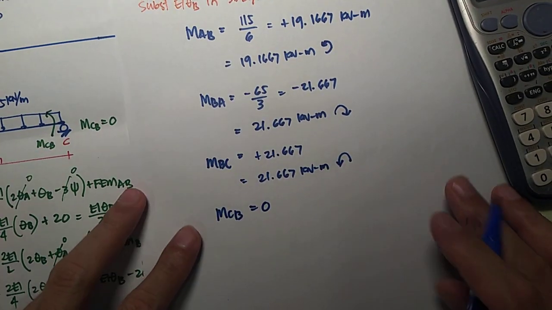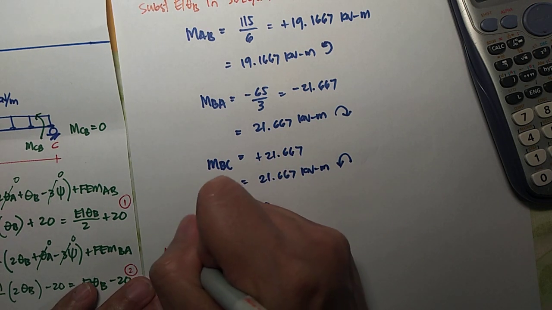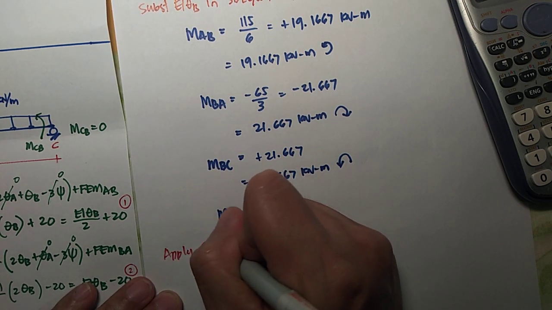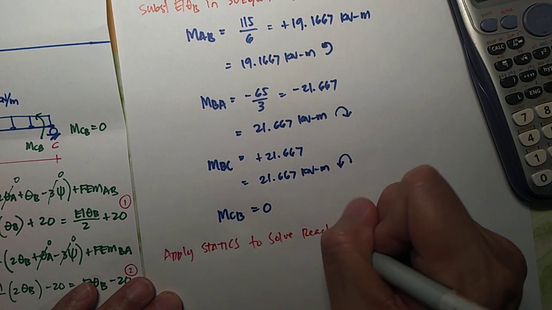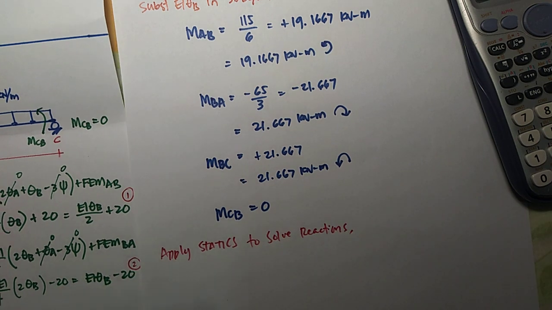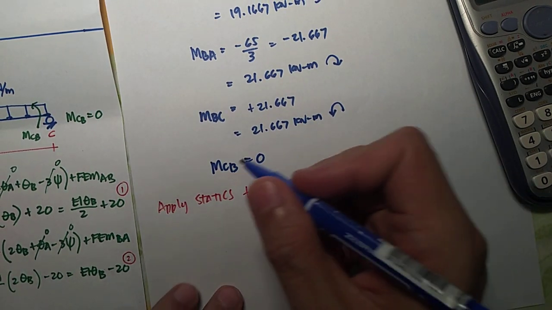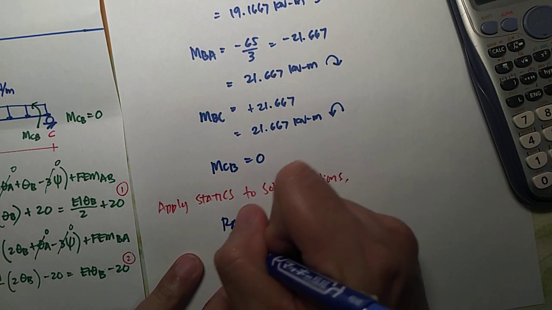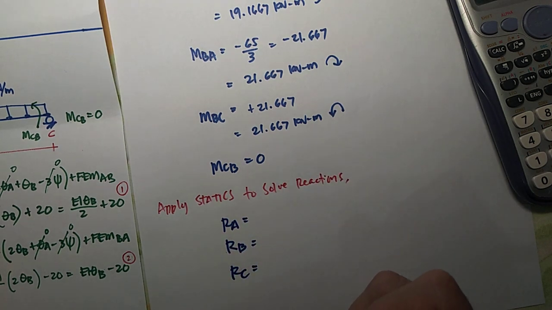Then after this, applying statics. So apply statics to solve the reactions, the support reactions. So doing that, I won't be discussing this anymore. It could give you the reaction at A, the reaction at B, and finally the reaction at C. Okay, so the answers there.